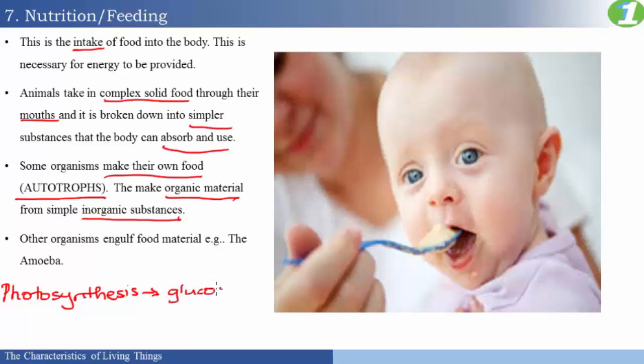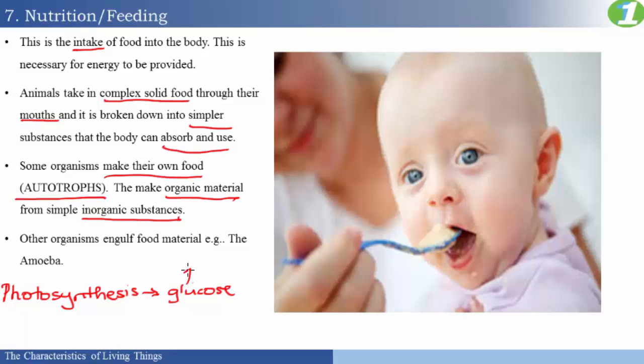Sounds familiar? We mentioned glucose during respiration, and we said that respiration liberates energy from the glucose molecule. So feeding is very important in energy production, because without feeding, there will be no food material, no glucose for energy to be released. And the plant, after producing glucose, can now convert it to different forms.